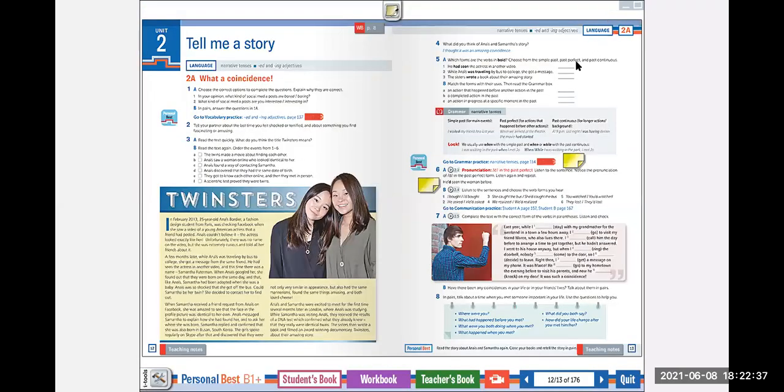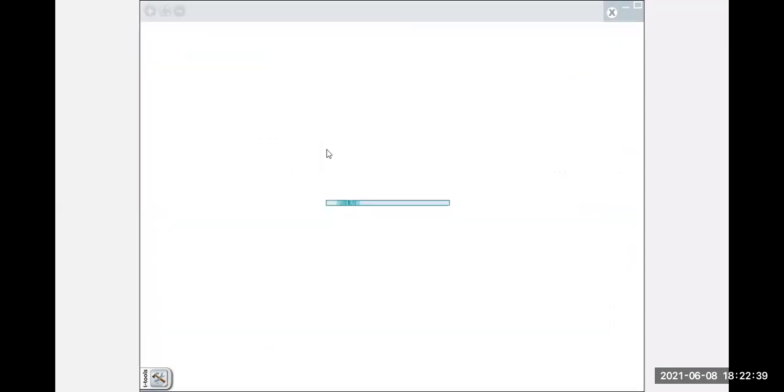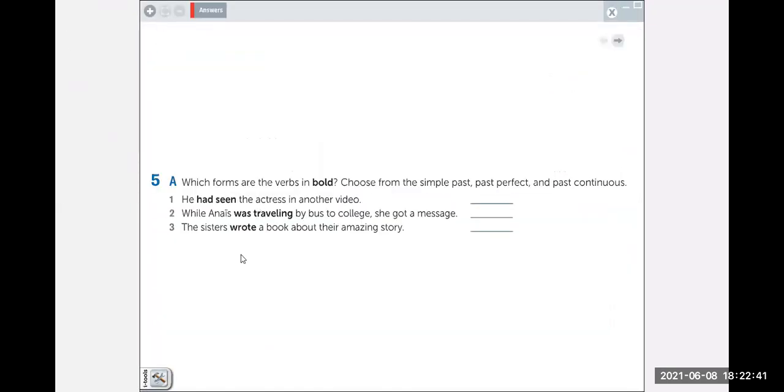Here in the book, we have some exercises. Number 5, exercise number 5, page 13. Here we have 3 sentences, and I want you to tell me which tense we are using in the sentences. For example, he had seen the actress in another video. What tense is this one? Past perfect. Very good. What about the next one?